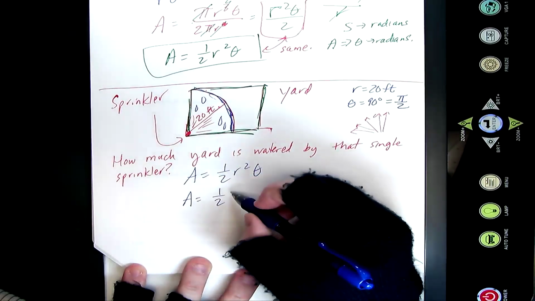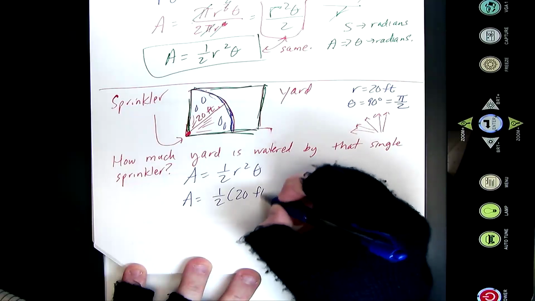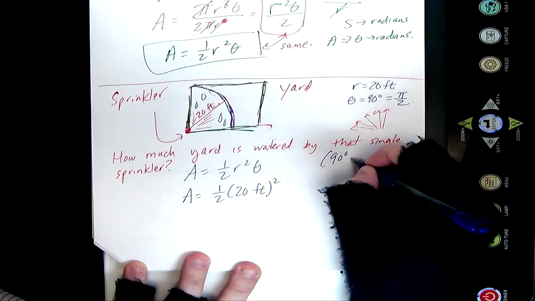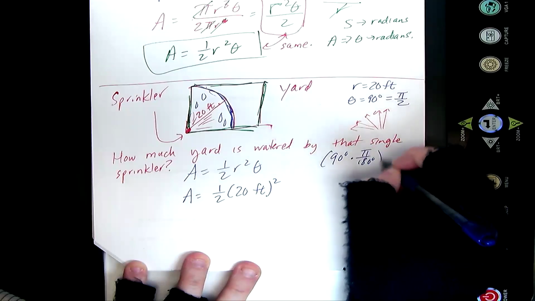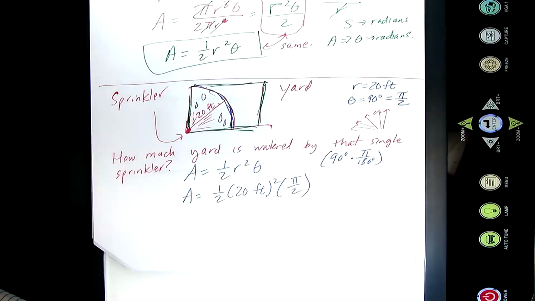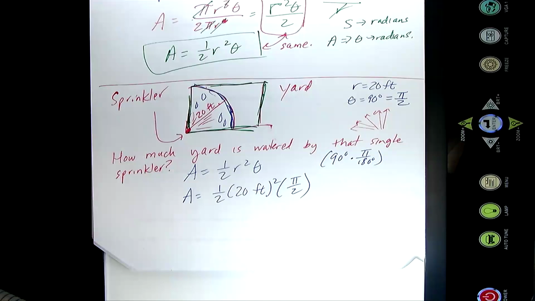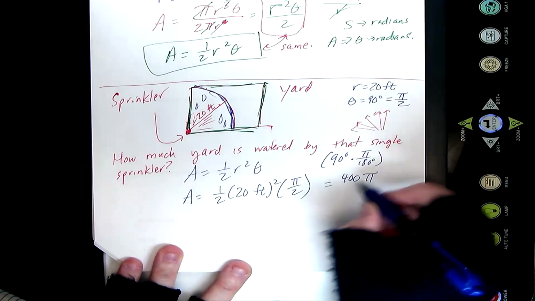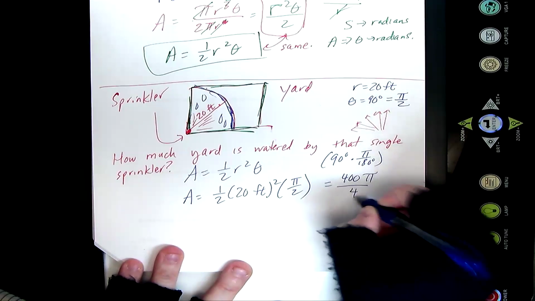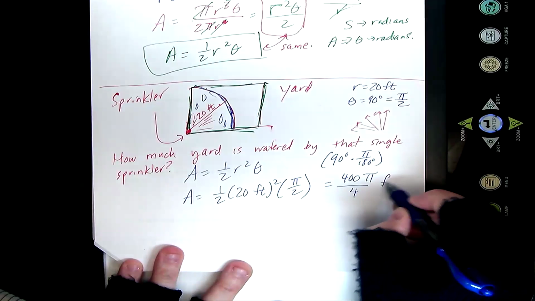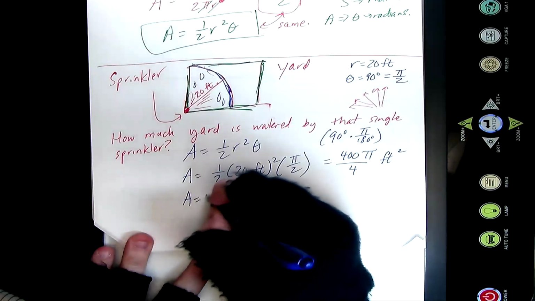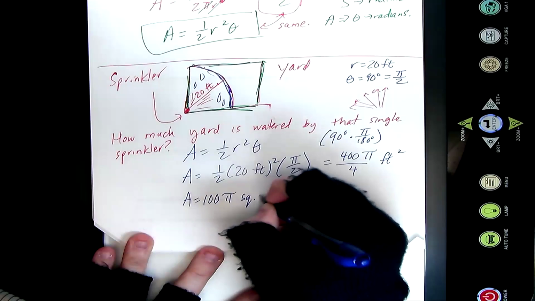So we're going to do 1/2 times 20 feet squared. If you get 90, you're going to have to do the times pi over 180. But if you remember it was pi over 2, you can jump straight to that. Twenty squared is 400, and there's a pi. On the bottom, we have 2 times 2, which is 4. The units are feet squared, which means the area is 100 pi square units. Square feet.